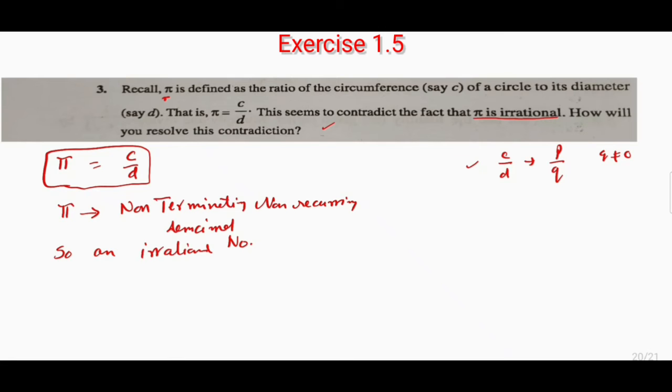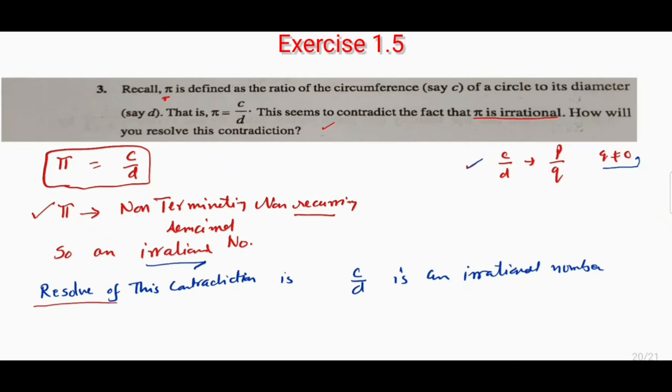For that, we know that pi is a non-terminating, non-recurring decimal, which means this is an irrational number. But the ratio c upon d, we have written this ratio in the form p upon q, where q is not equal to 0. So what contradiction do we have here? That pi is an irrational number but c upon d is a rational number. Then how can these two numbers be equal? The resolution of this contradiction is that c upon d should be an irrational number. So the next question arises: how is this c upon d an irrational number?